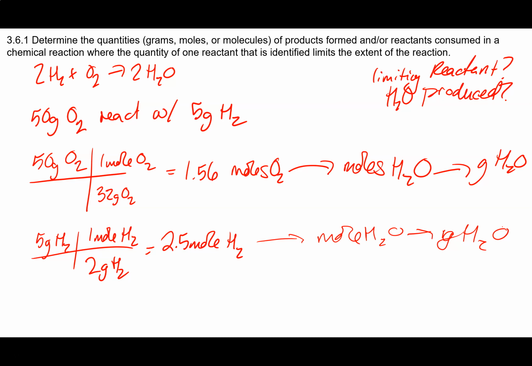Whichever one produces the least amount of moles is going to be my limiting reactant, but it has to be of the same thing, right? So I can compare moles of H2O to moles of H2O, but I cannot compare moles of O2 to moles of H2. Those two things are not identical. So going from moles of H2 to moles of H2O, I'm going to use a mole ratio of 2 to 2. Because that's what my coefficients say, remember? Going from O2 to H2O, I'm going to do a 2 to 1.